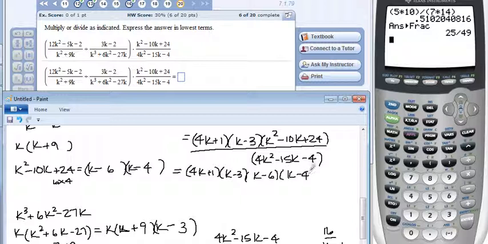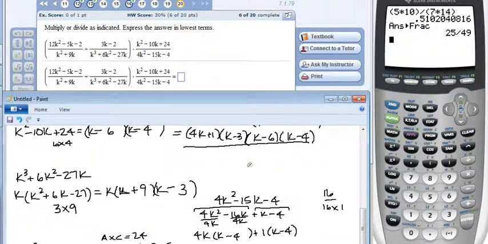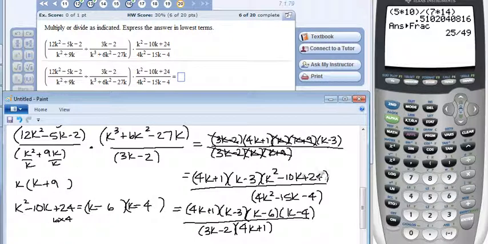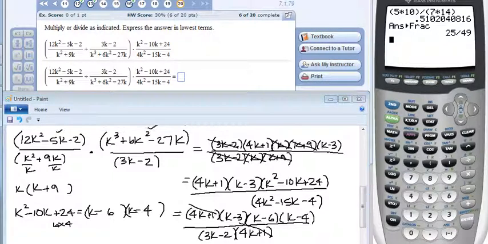What a mess! K minus 6, k minus 4, that's that one factored. And that all has to be over this one factored, which is down here, 3k minus 2, (4k plus 1). Now we cancel. Can't cancel much. That's it. So you've got this times this times this divided by that. Okay? All right, so that's how we do these harder problems. We just factor and cancel.